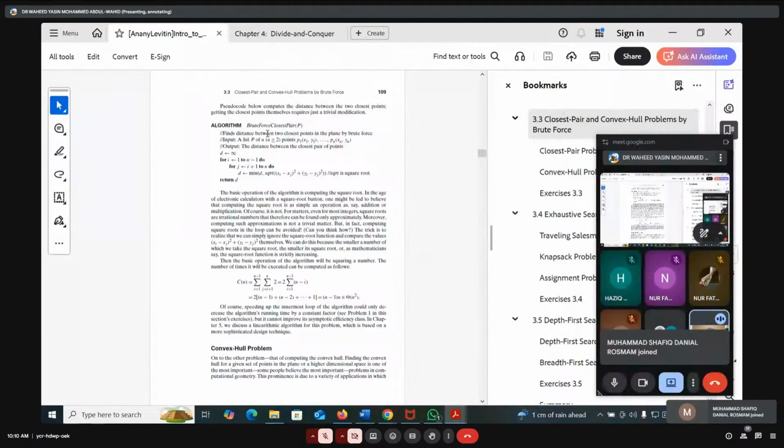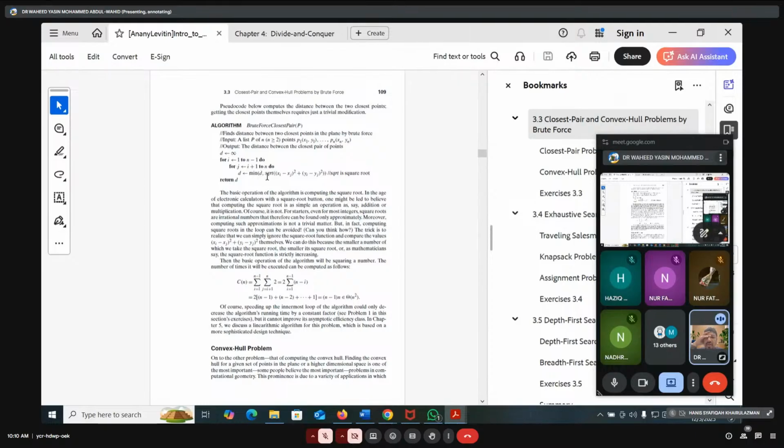Then here, find the distance between the two closest points in the plane by brute force. Input: a list of P, n greater than 2 points. So I have 2 points, P1 (x1, y1) until Pn (xn, yn). Output: the distance between the closest pair of points. So here d equals infinity, for i equal 1 to n minus 1, for j equal i plus 1 to n. Here we find the minimum.